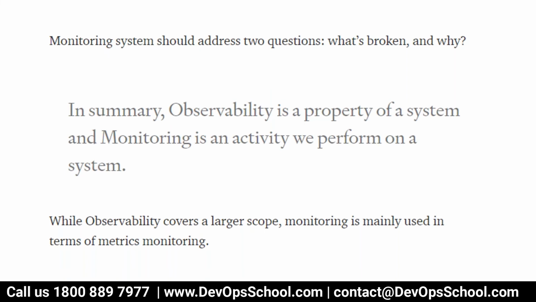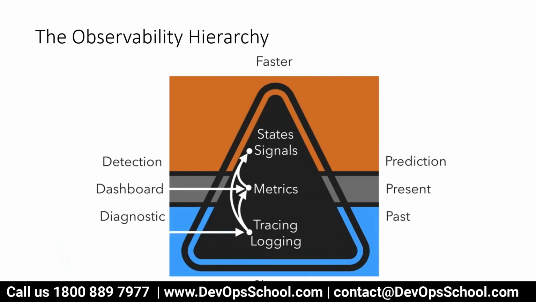the larger scope. Monitoring is mainly used in terms of metrics monitoring. So in summary, observability is a property of the system and monitoring is an activity we perform on a system. Look at this here. This is a hierarchy of monitoring and observability. In order to set up observability, you have to process everything: the data, metrics, events, and logs of the past, present, and predictions of the future.